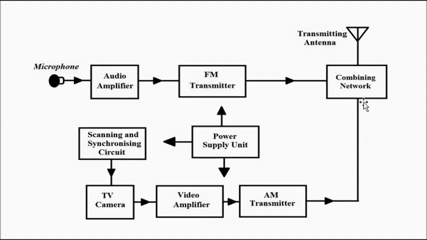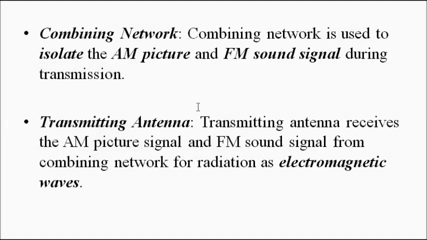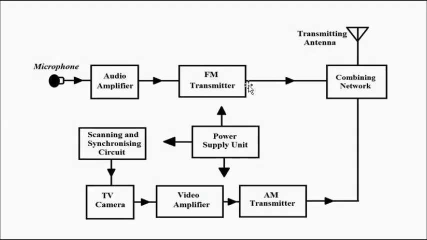So these two are given to the combining network, which combines these two signals. But the important thing is to isolate them by a certain gap frequency range so that there is no interference. Then it is given to the transmitting antenna which converts these two modulated carriers into electromagnetic signals, electromagnetic waves, and transmits it into the space.